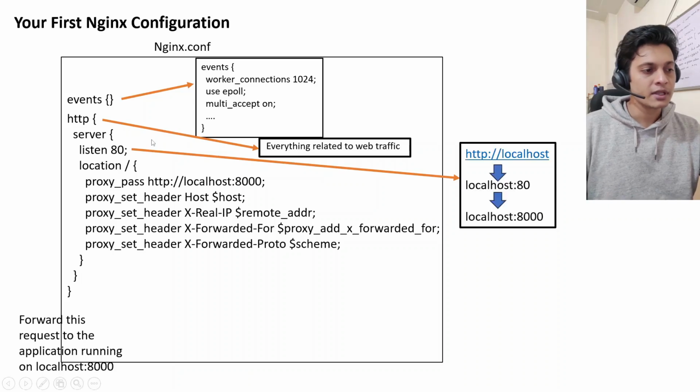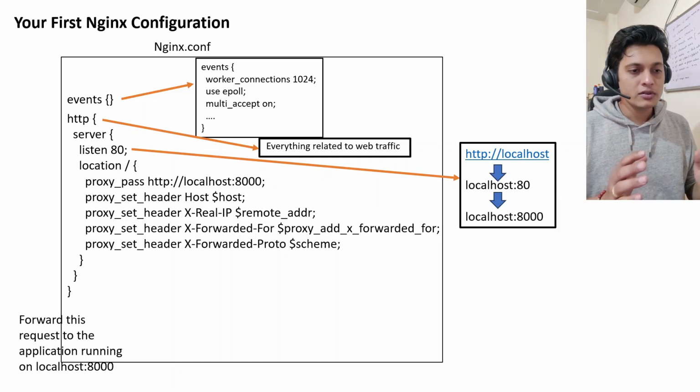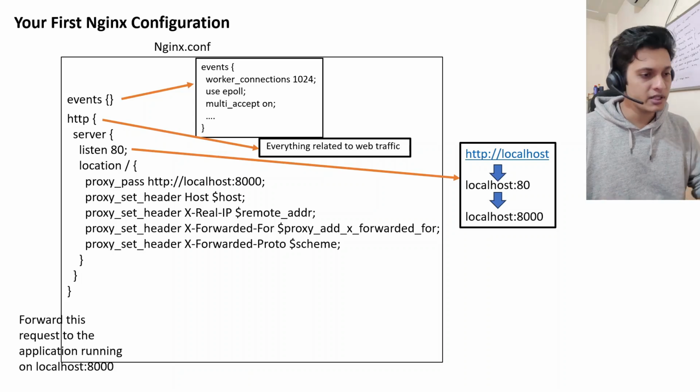Okay, fine. Now the second thing, let's understand the flow. You have just written HTTP colon slash slash localhost. What it will do in the backend is send the traffic to localhost colon 80. And now this localhost colon 80 is mapped to your localhost 8000. How it is mapped, you will see in a few minutes.